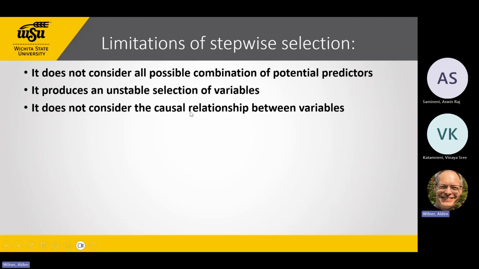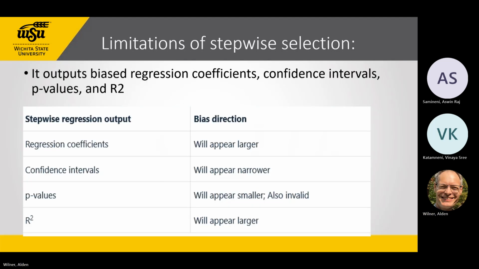It doesn't consider causal relationships between variables. Sometimes you collect features where one feature is actually causing the other one. They're literally related, right? As we talked about, height and weight of a person are strongly correlated with each other. So here are our limitations.